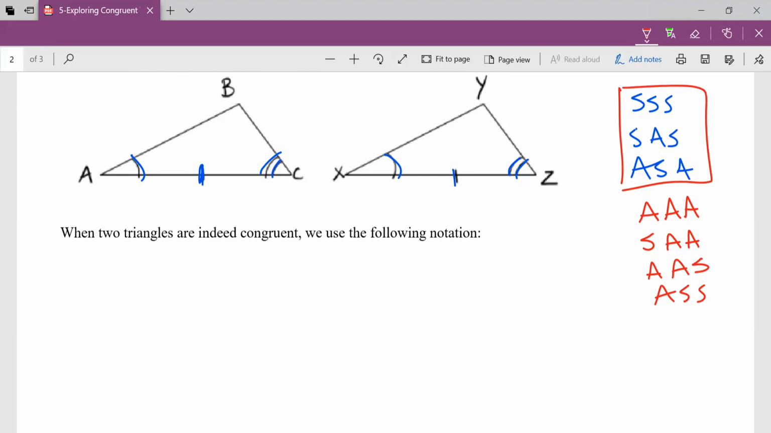Now, when we've proved that two triangles are congruent, what we're going to say is this. To show that two things are congruent, I'm going to say, okay, I'm talking about triangle ABC, and I'm talking about triangle XYZ. To show they're congruent, we're going to write this little symbol. It's an equal sign, but with a little squiggle above it, which tells us that we're talking about a geometric shape. So that's what we'll write when something is congruent.